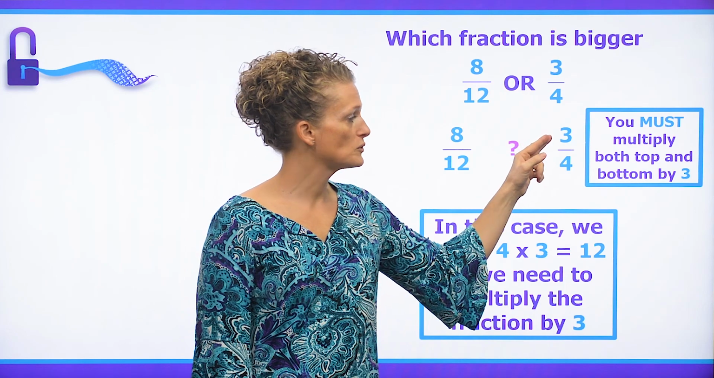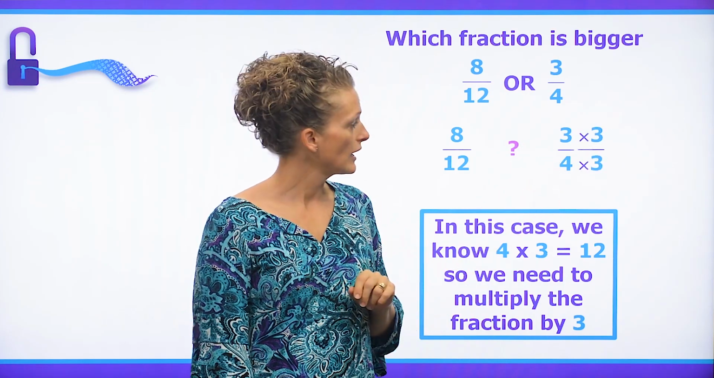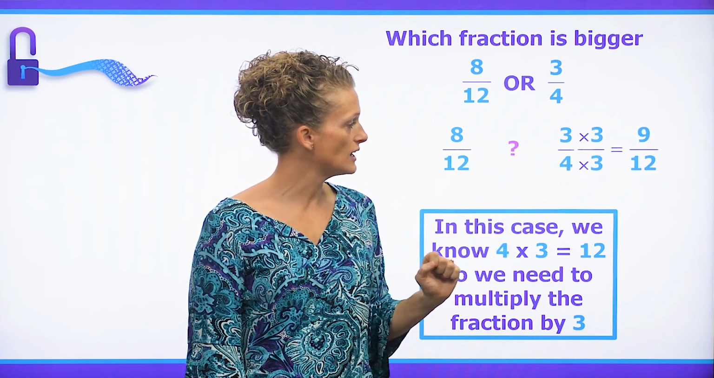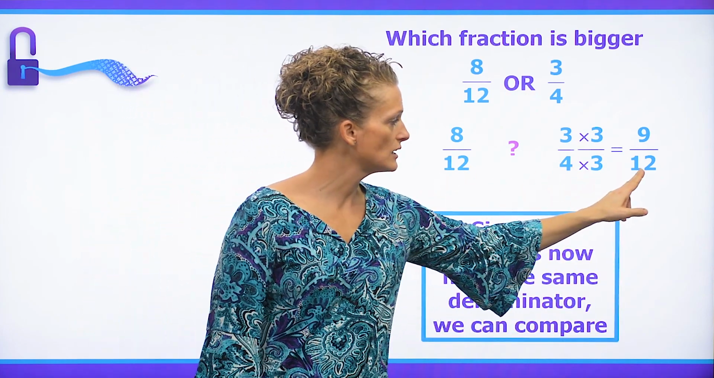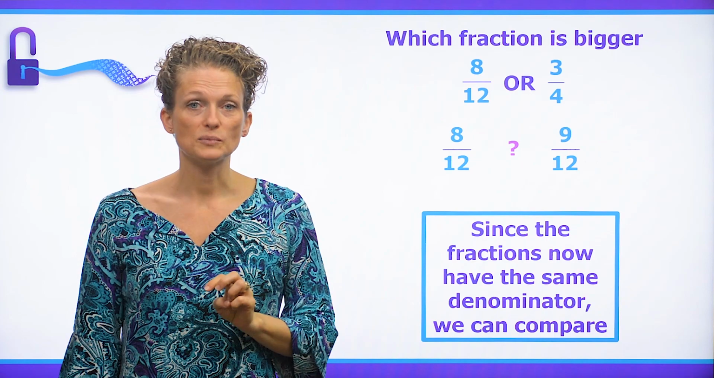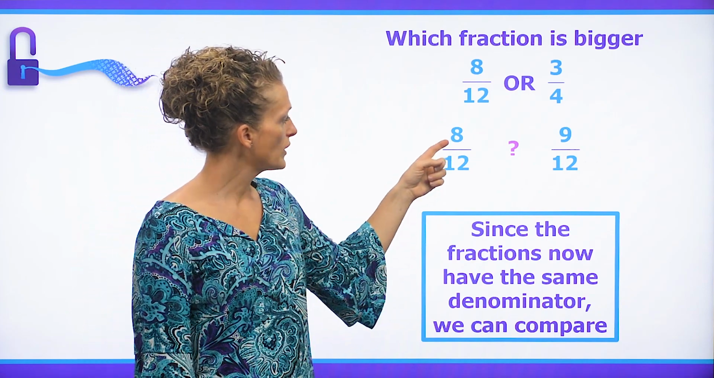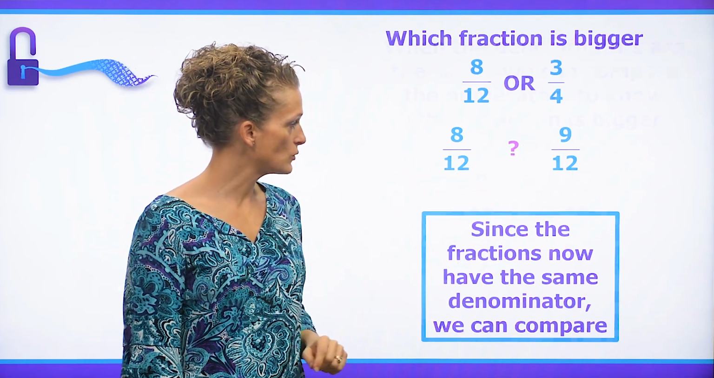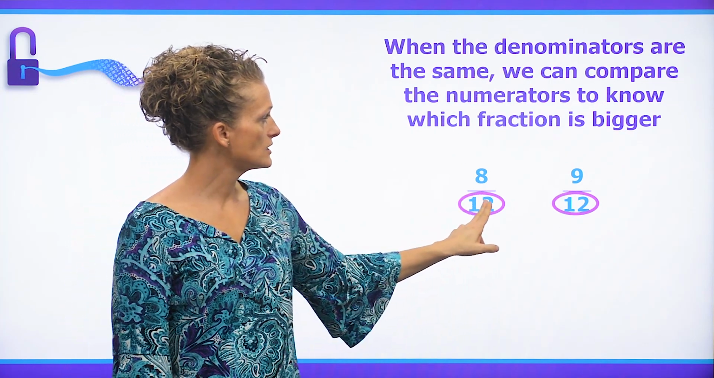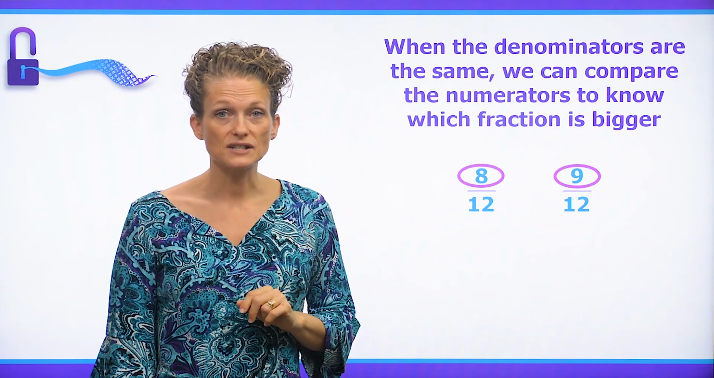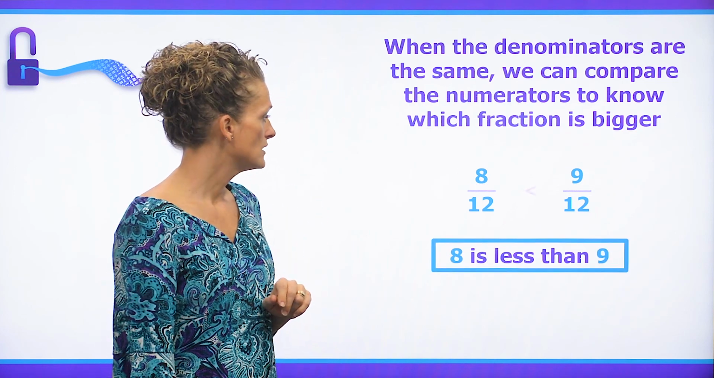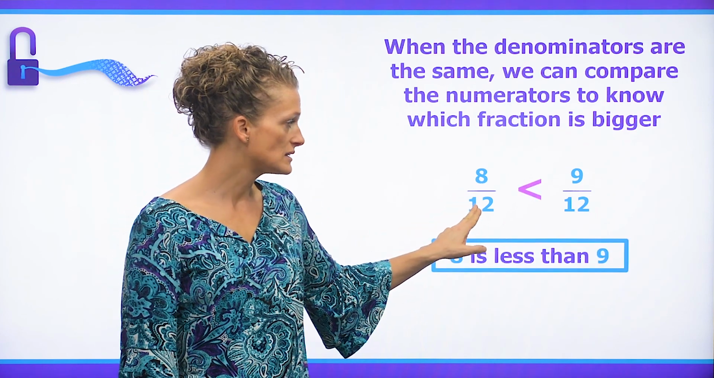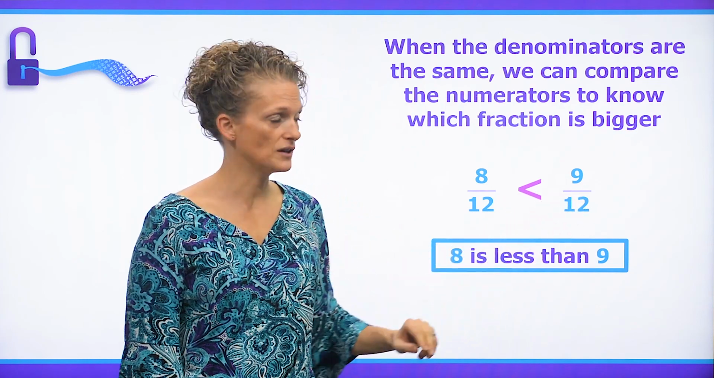So we have to multiply both the top and the bottom by 3, and 3 times 3 gives us 9, 4 times 3 gives us 12. So now the fractions have the same denominators. We can simply compare the numerators. So 8/12 and 9/12, and we know since the denominators are the same, we only have to compare the numerators, and 8 is less than 9. So that means that 8/12 is less than 9/12.